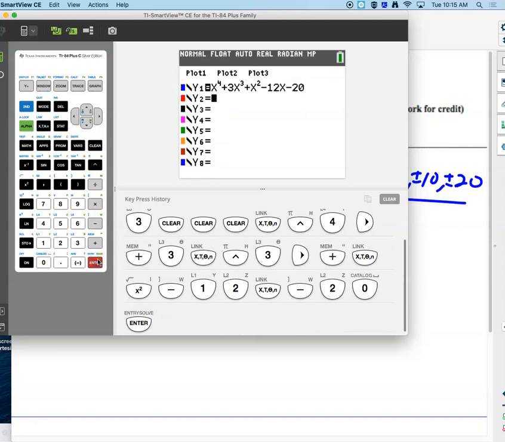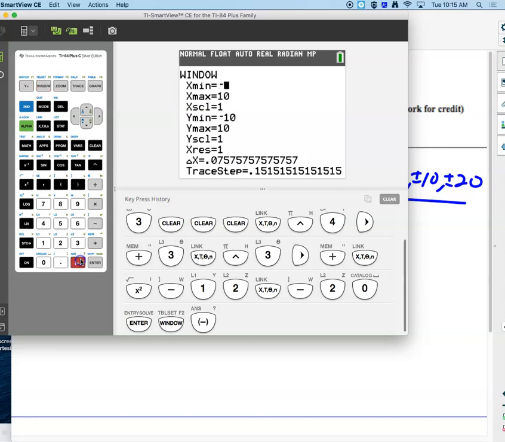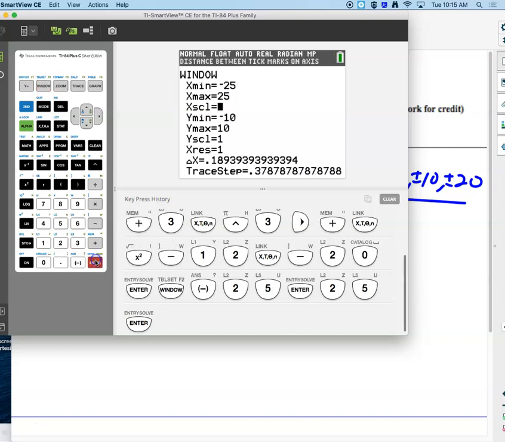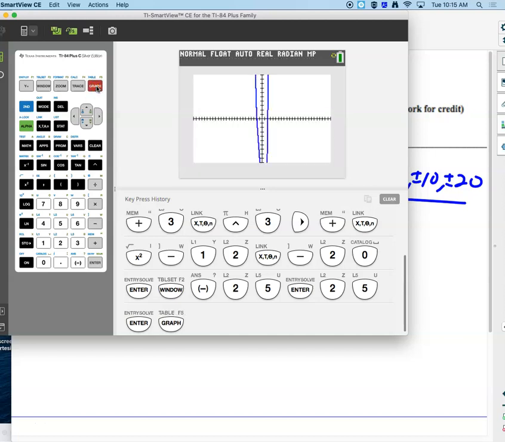All right, again, we're handing it over to the calculator, so we need to double check. X to the 4th plus 3x to the 3rd plus x squared minus 12x minus 20. And I think I might actually go ahead and just change my window right now to like negative 25 to 25 to make sure I can see everything out to positive and negative 20. And hit graph. Looks like it only crosses twice, right?